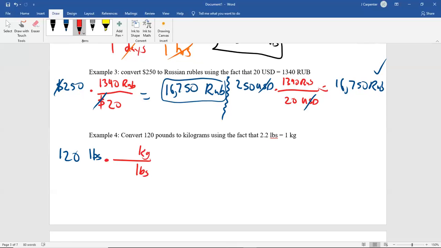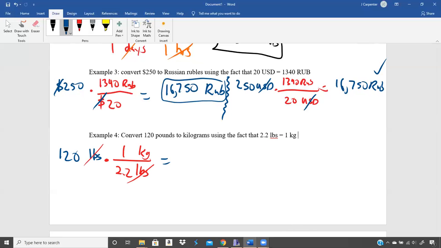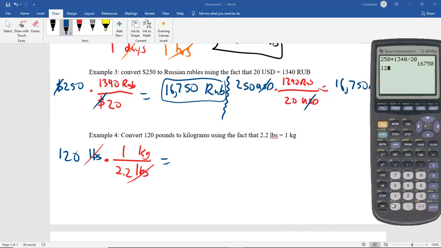It's 1 kilogram, so the one goes, where is it? Oh, it's the top. This is what you would be talking yourself through. Then the 2.2 pounds, yep, 2.2 pounds. Everything looks good. Pounds top, pounds bottom cancel. Tops don't cancel with tops. Bottoms don't cancel with bottoms. So 120 divided by 2.2, since that's in the bottom. 120 divided by 2.2, and we get 54.54 when we round to the nearest hundredth.